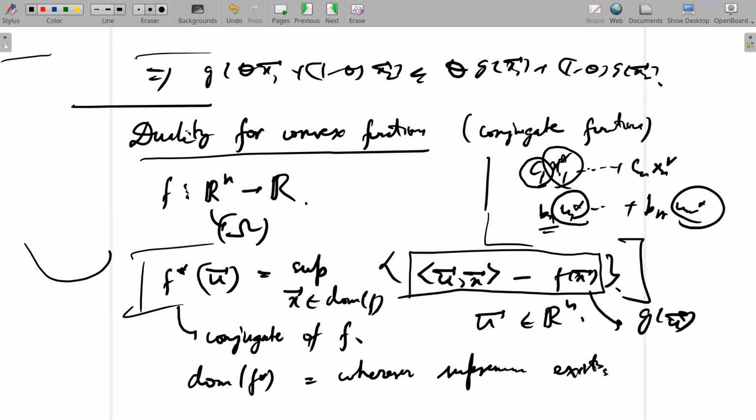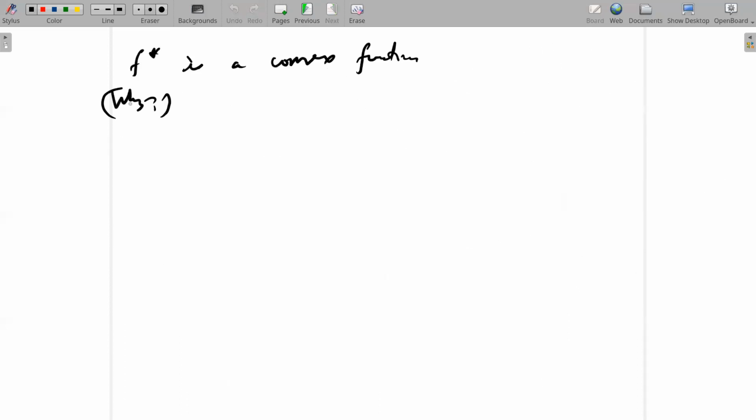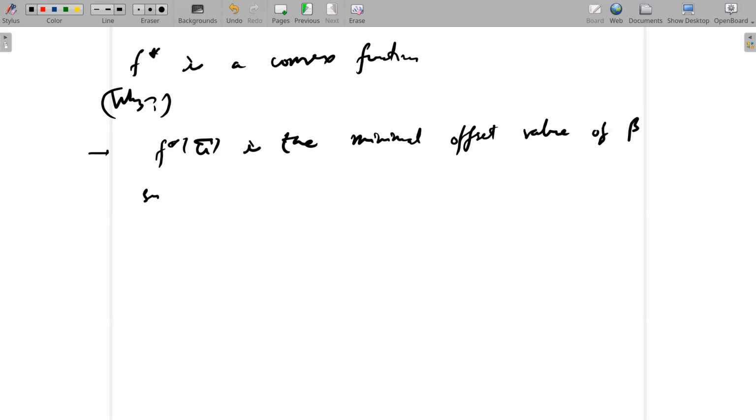Now we're taking the supremum of convex functions. So hence f star is also convex. From what we have seen before, an arbitrary supremum of convex functions is convex. So hence this conjugate function is also convex. Okay, and we can rewrite it another way. So f star of u is the minimal offset value of beta such that this affine function u dot x minus beta underestimates f everywhere.